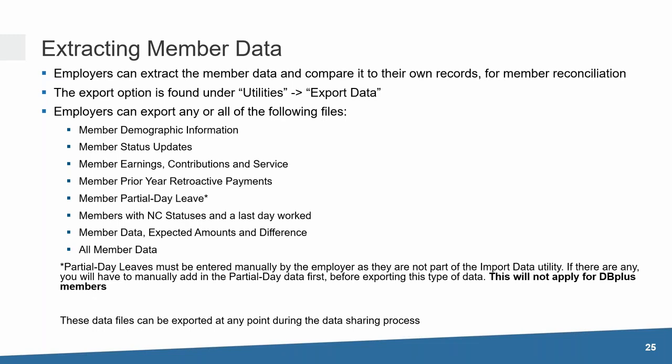Member data, expected amounts, and difference. This file contains all the members in the DCT and shows any differences between contribution amounts reported and expected, differences between pension adjustments reported and expected, and differences between pensionable service reported and expected. This will assist employers with reconciling their year-end information for each member.